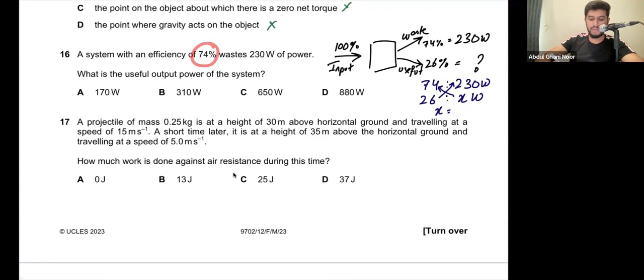It's 74% efficient. So this part here is 74 and the other part is 26. So what they did here was, to confuse you guys and me here, they give you the efficiency and they give you the wasted power. So they give you the opposite thing. So the wasted efficiency or the lost percentage is 26%, and that is 230 watts. So this will be 26 and this will be 74. And that gives you 654.6, which is 650 watts.